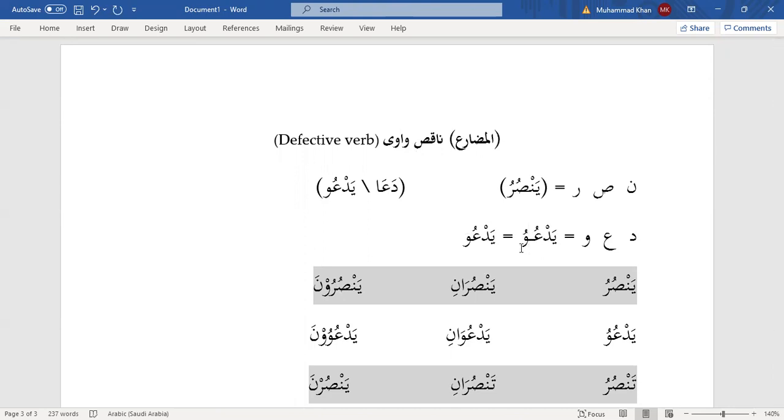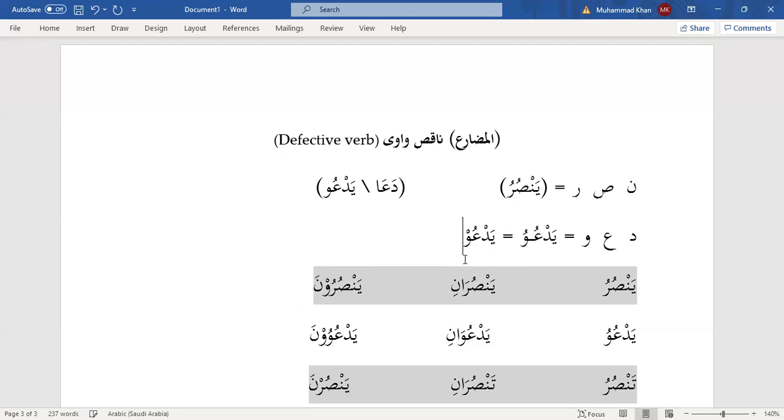This is a very small change that takes place over there, and you need to note it down. This is the first change that takes place in mudari. In the past, we discussed three changes that took place. Now we will see how many changes take place in mudari. The first change is that when waw has dhamma, and there is a dhamma before it, then it becomes sakin.